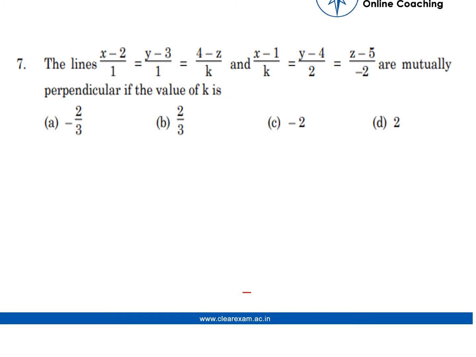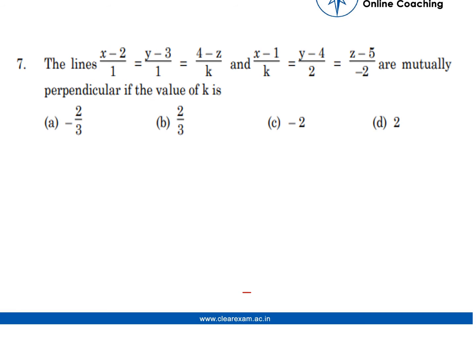Hello everyone, we are going to do this question. The lines (x minus 2)/1 equals (y minus 3)/1 equals (4 minus z)/k, and (x minus 1)/k equals (y minus 4)/2 equals (z minus 5)/(minus 2) are mutually perpendicular if the value of k is. Options are A minus 2 by 3, B 2 by 3, C minus 2, and D 2.